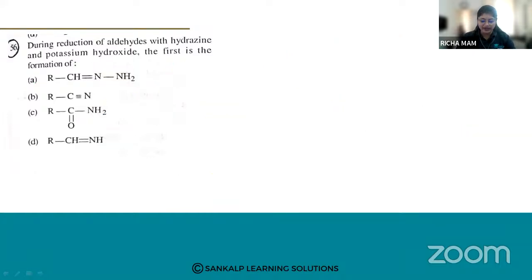During reduction of aldehydes with hydrazine and potassium hydroxide, the first step is the formation of what? So when we are doing the reduction of aldehydes with hydrazine, NH2 NH2, which is your hydrazine. Suppose I take an aldehyde, and I'm going to treat it with hydrazine. So this is my hydrazine, and this is my aldehyde.